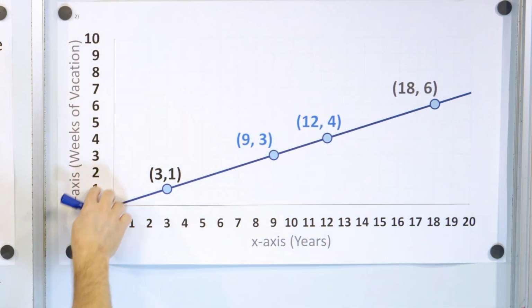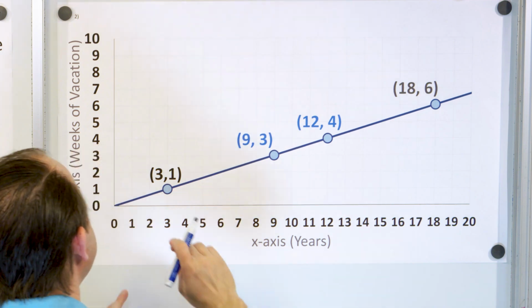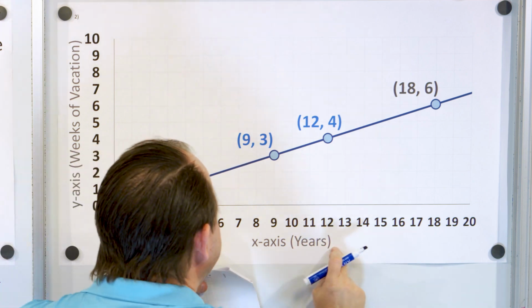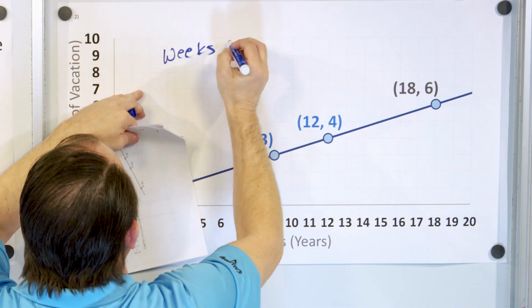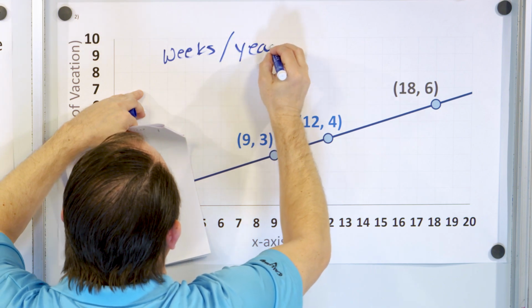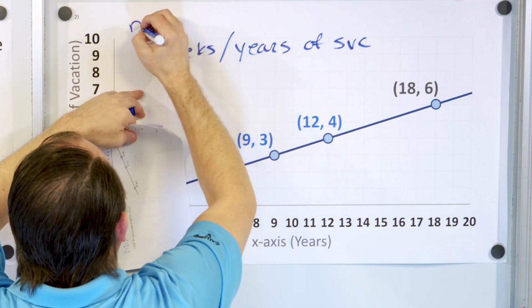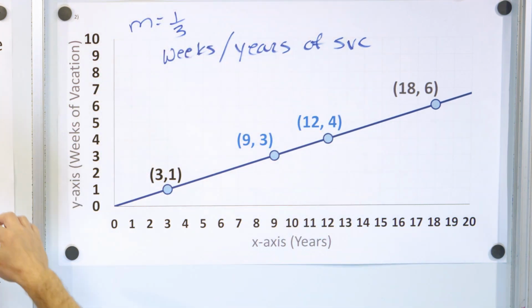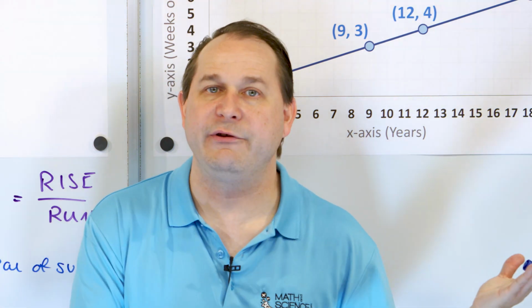That's the correct slope. But the better interpretation of that slope as a rate of change means it's how fast this thing is rising, weeks of vacation, per how many years of service you have. So it's weeks per years of service. And the slope that we got was 1/3 weeks per year of service. So again, really, we're doing the same math as we've always been doing. We're just calculating slope, we're drawing a line, and I'm showing you that the slope is what we draw.